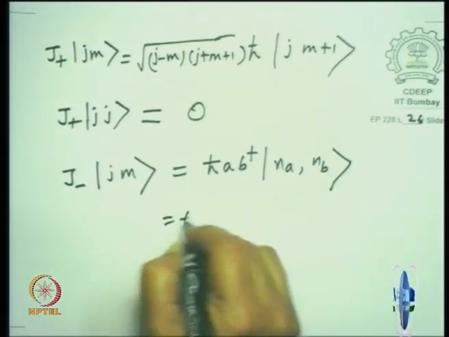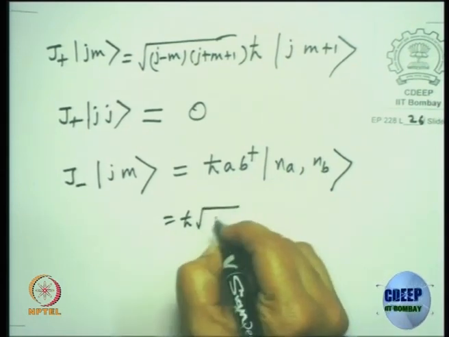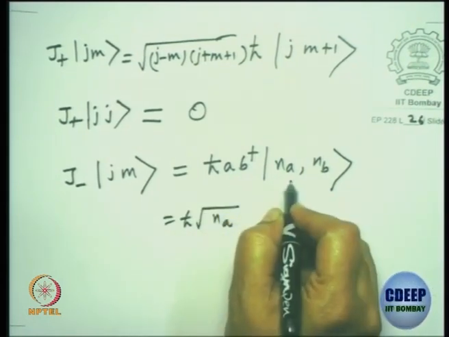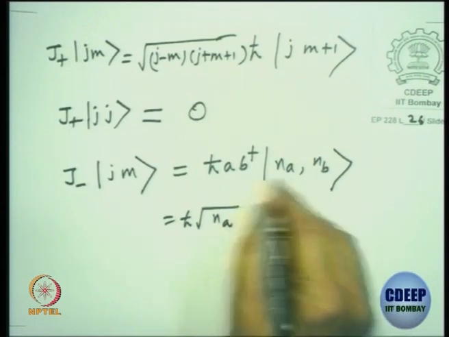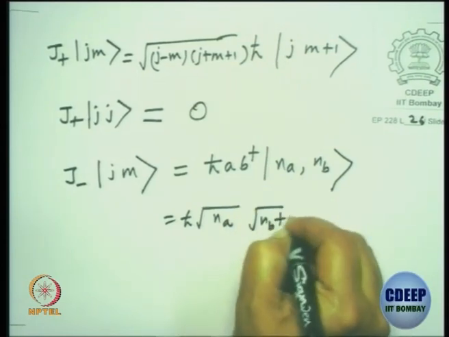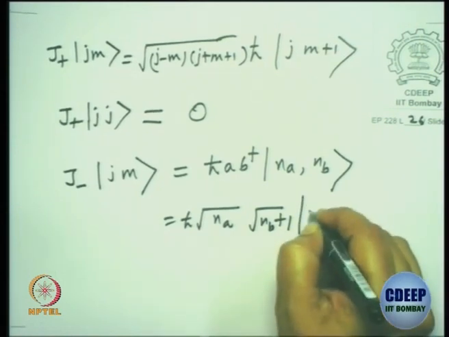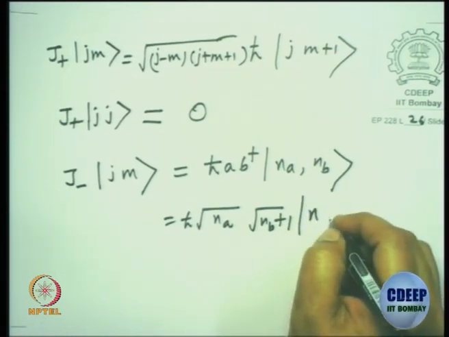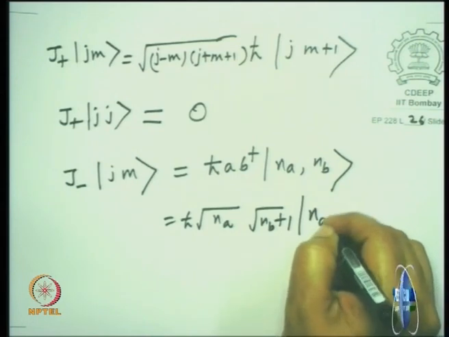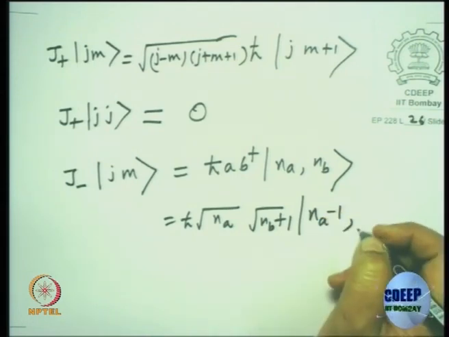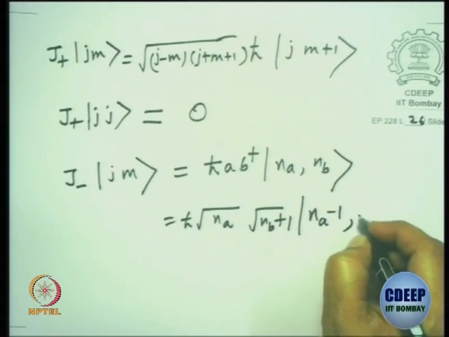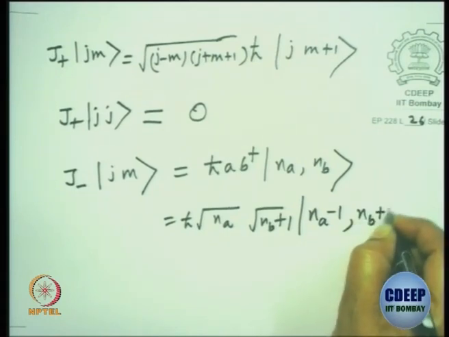This will be: A will give you Na, B dagger will give you Nb plus 1, and state Na will shift to Na minus 1, and Nb will shift to Nb plus 1.